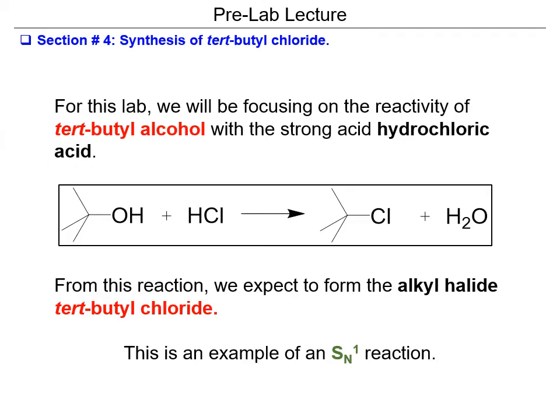For this lab, we will be focusing on the reactivity of tert-butyl alcohol with the strong acid hydrochloric acid. From this reaction, we expect to form the alkyl halide tert-butyl chloride. This is an example of an SN1 type reaction.